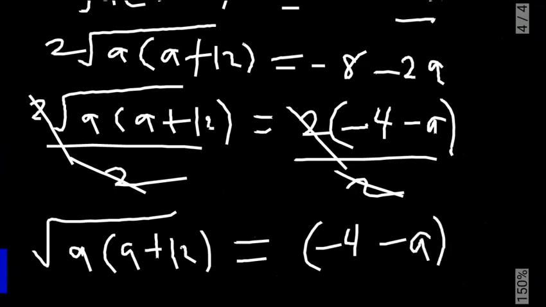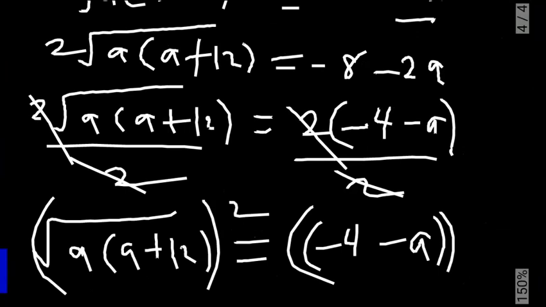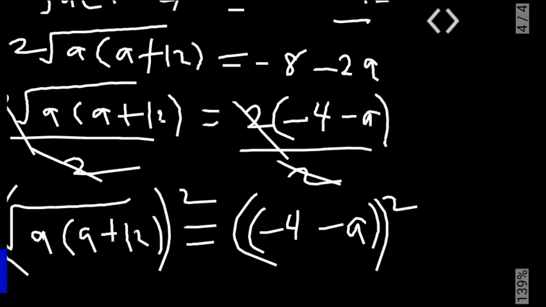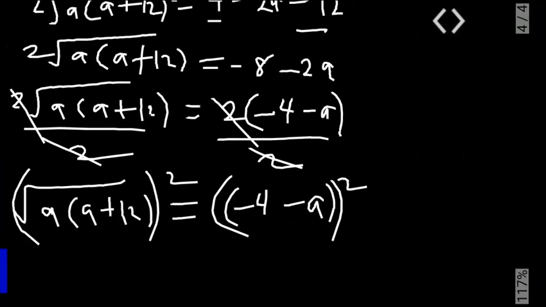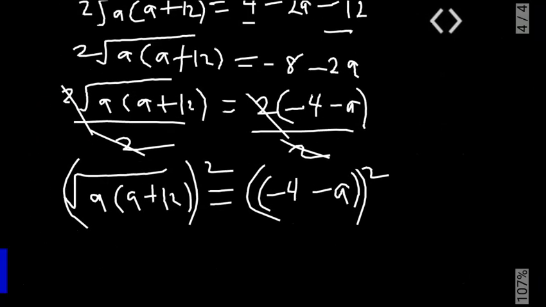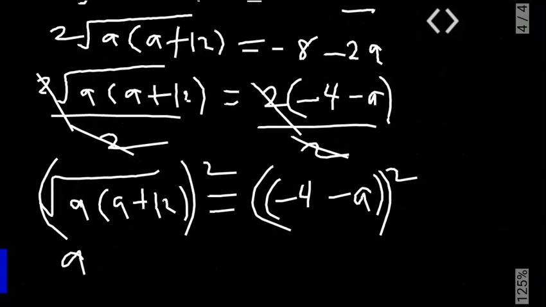So you should know what to do now, since we just have a single radical. We can just square both sides to get rid of the radical, which makes our work easier. So when we square both sides, the square cancels out the square root, and we have a plus 12, and you expand this the way I showed you. Let me show you again.